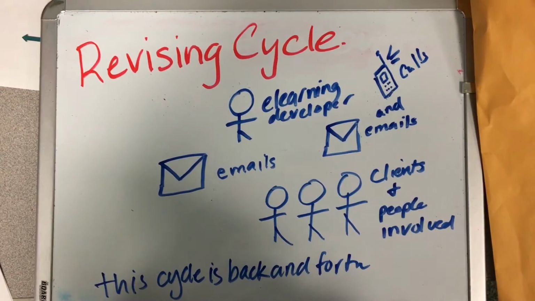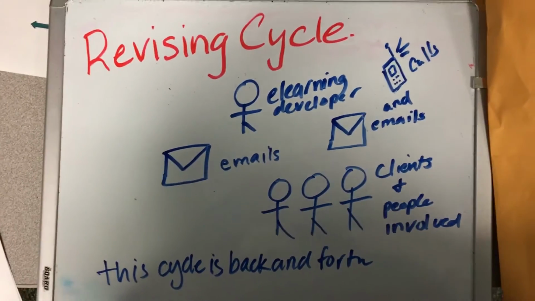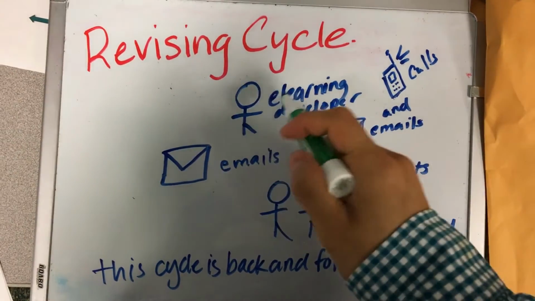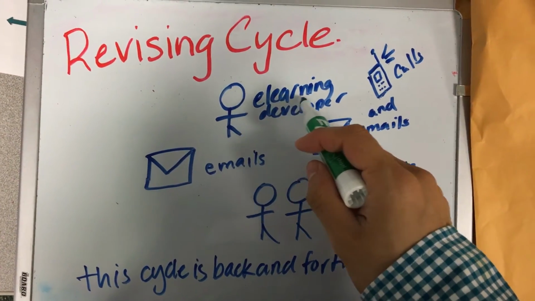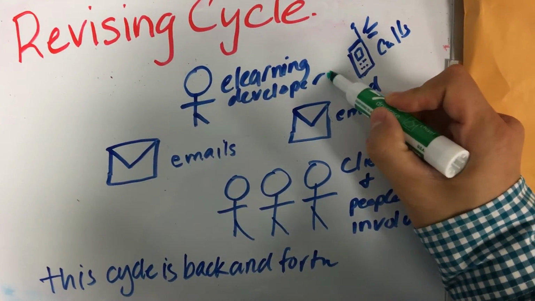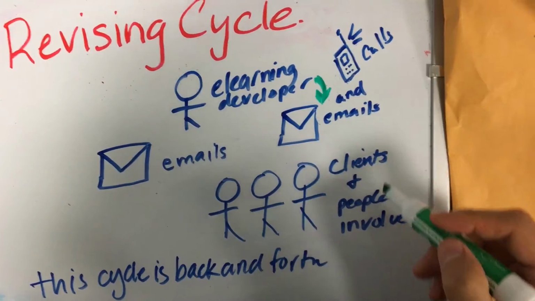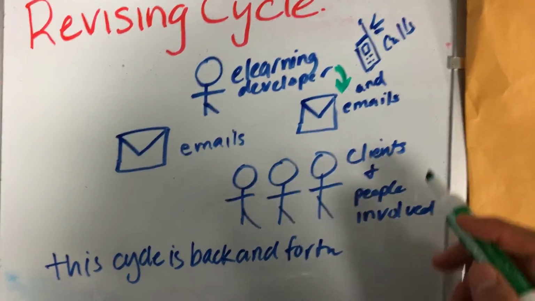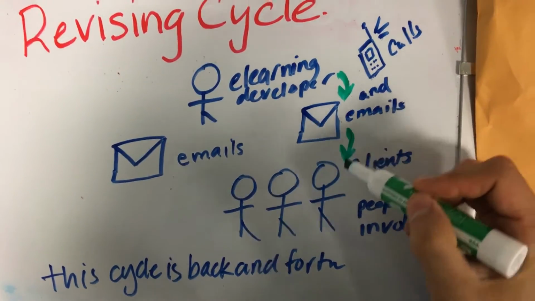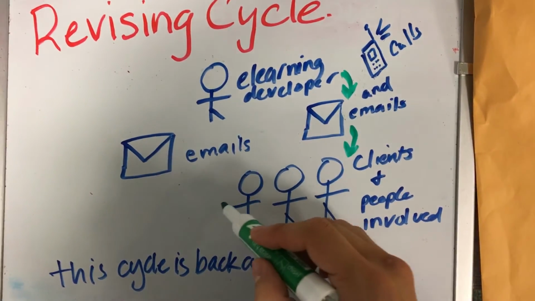During the editing process, an e-learning training goes through various revising cycles. The e-learning developer will call and email clients and people involved, and the clients and the people involved will email the e-learning developer. This cycle is back and forth. This process is done until the project is complete and goes to the next stage.